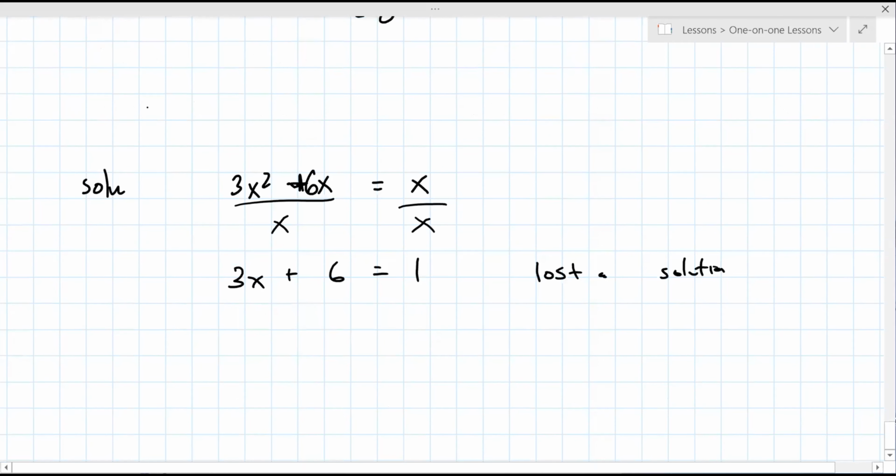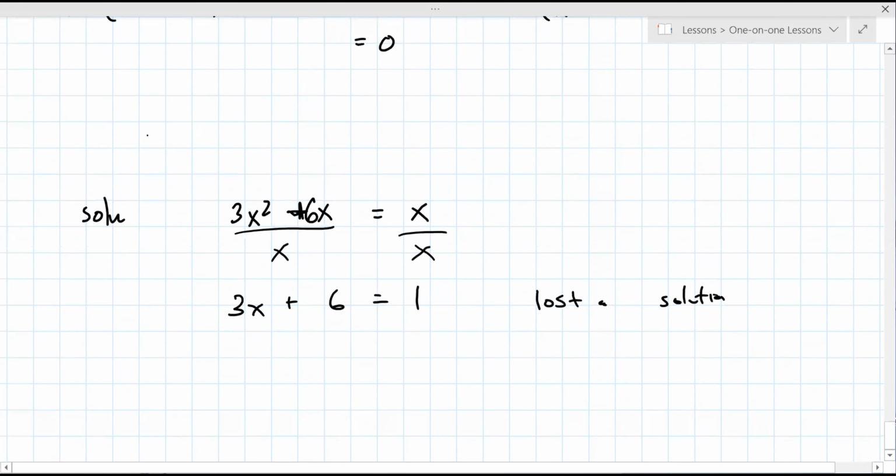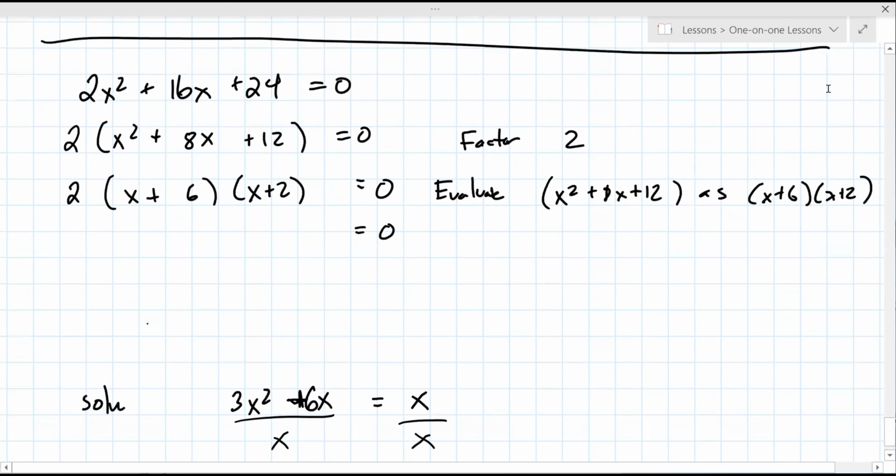X could be 0. So there are problems where if you divide, and you were dividing a number, which is why it was okay to do, you never want to divide by a variable because you lose it. So that's why I suggest factoring and leaving it. Okay. So you get two things here, x plus 6 equals 0, and then x plus 2 equals 0. So there's two values for x.